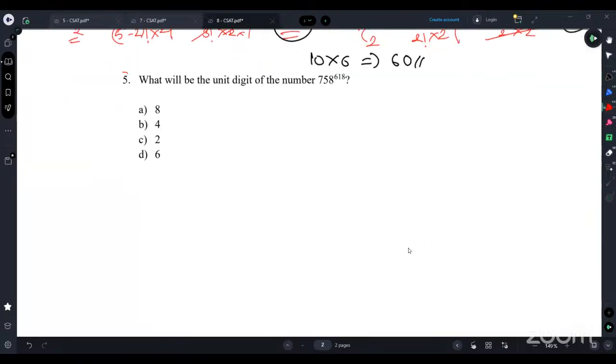Just see. What will be the unit digit of the number 758 raised to 618? Okay. See now, guys.